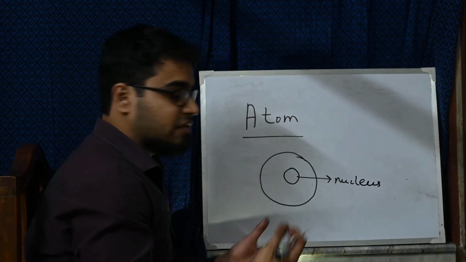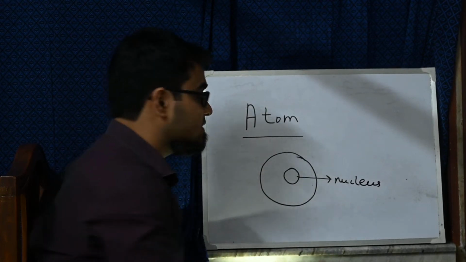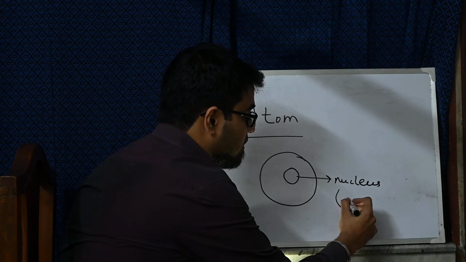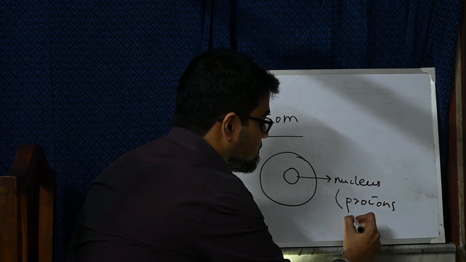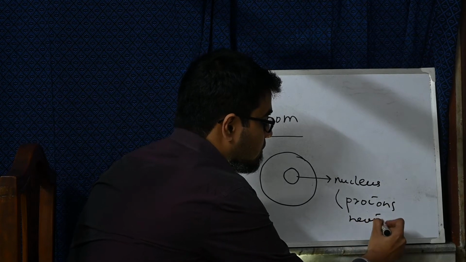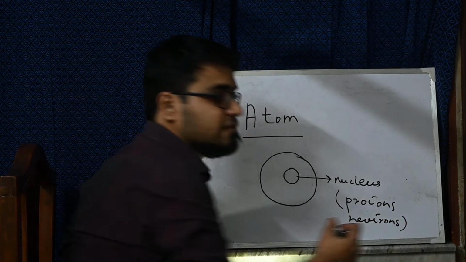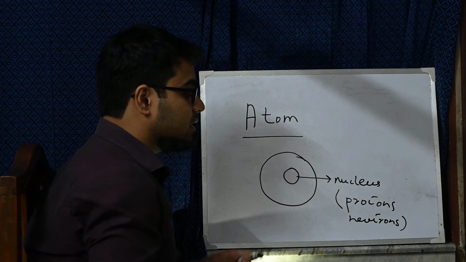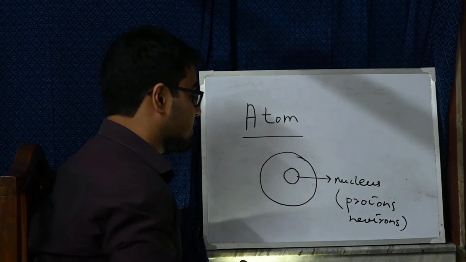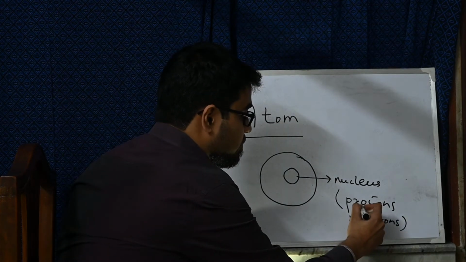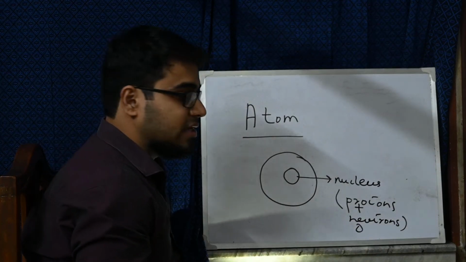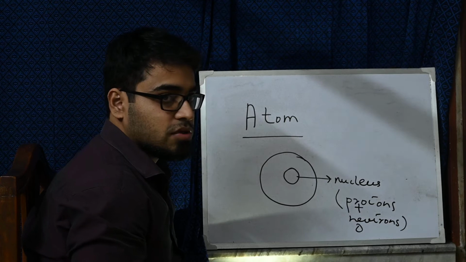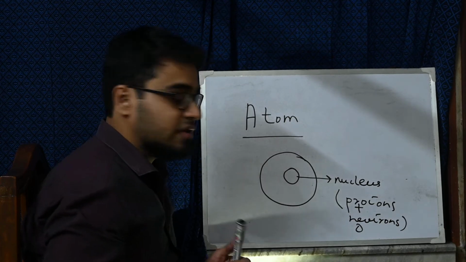So what do we have inside the nucleus? What resides inside the nucleus? These are the protons and the neutrons. The protons are positively charged particles, and the neutrons are neutral particles. So I'm just putting a plus sign here and a 0 here to make it easy for you to understand that protons are positively charged and neutrons do not have any charge.